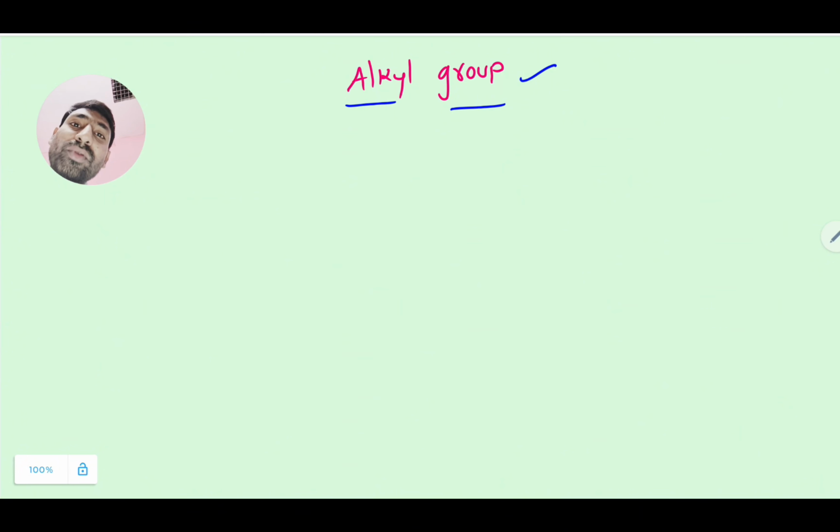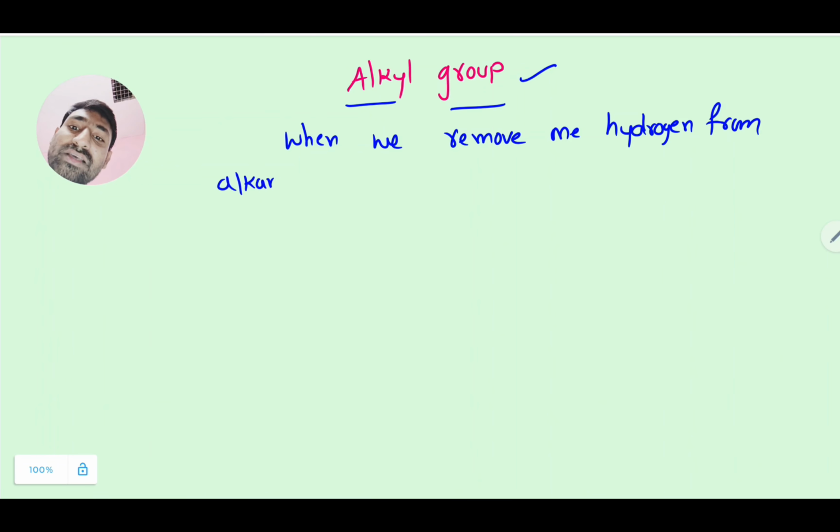It is formed when we remove one hydrogen from alkane. So alkyl group is formed when we remove one hydrogen from alkane. Simple, guys. If we remove one hydrogen from alkane, we will get alkyl group.